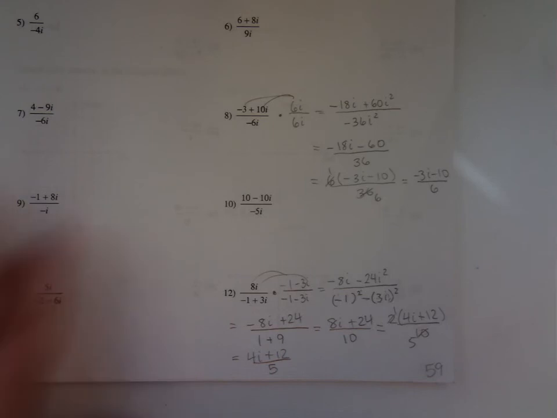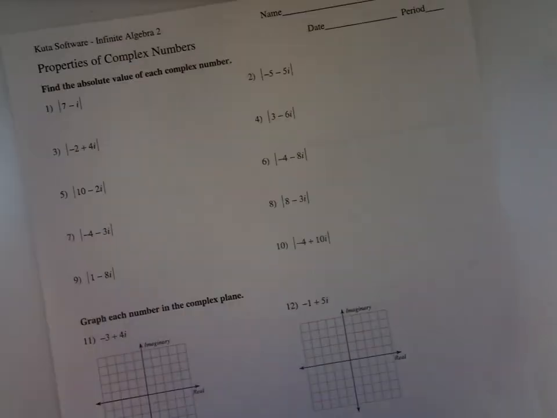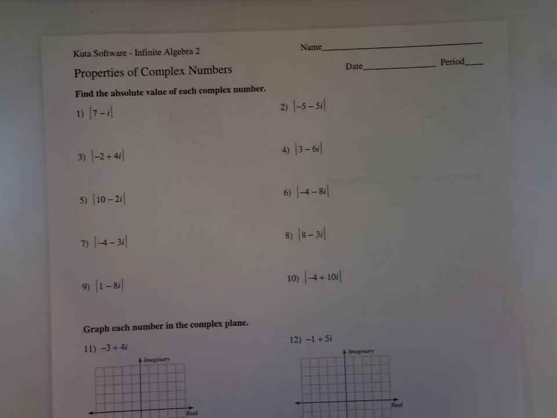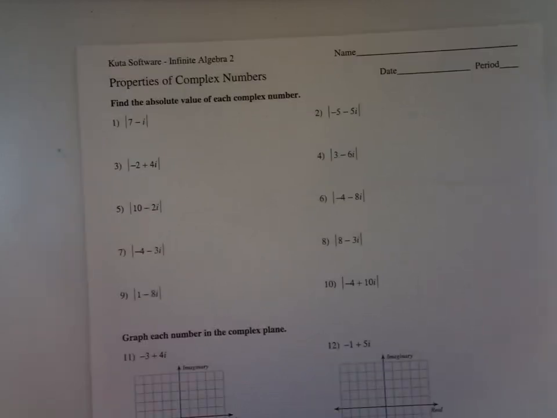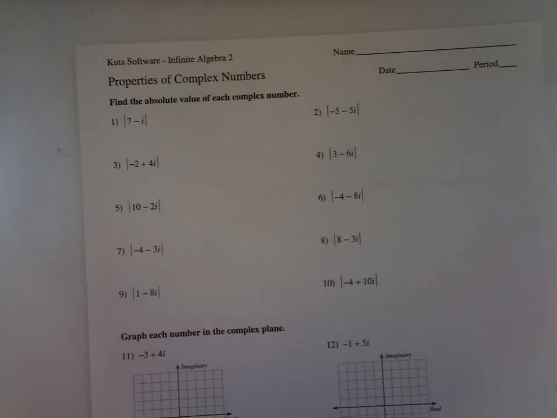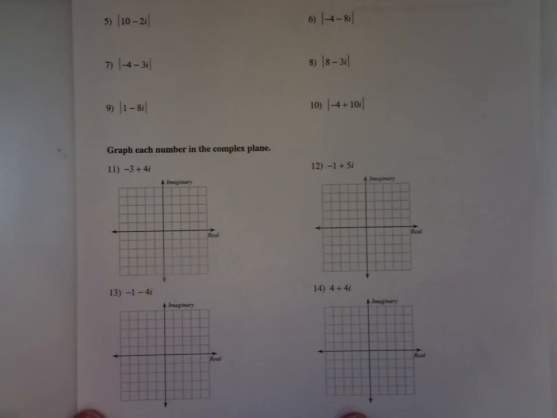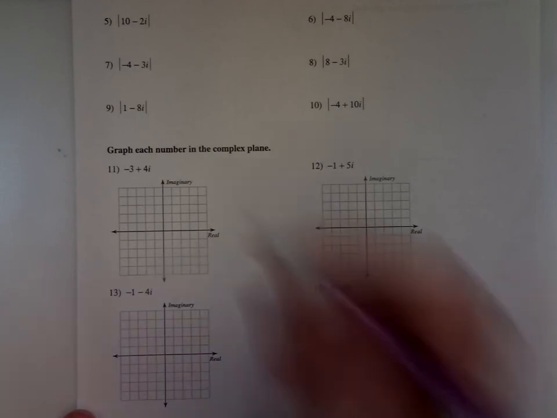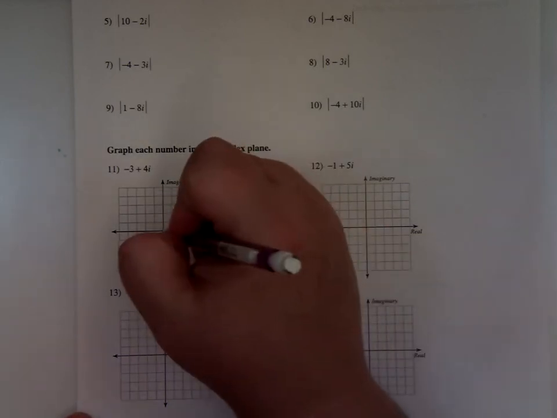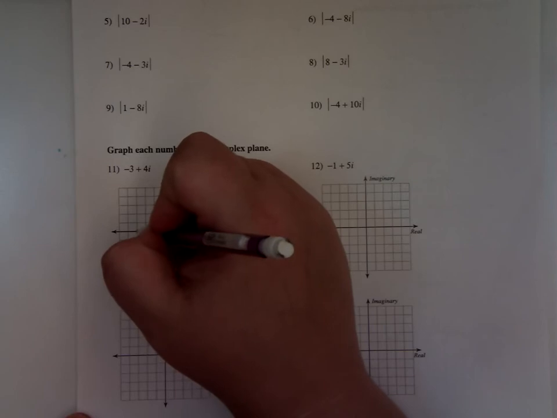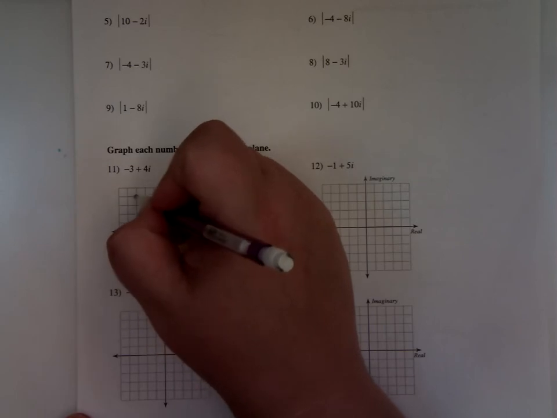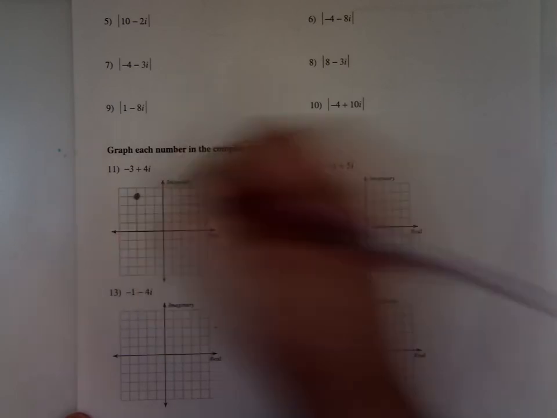And finally, properties of complex numbers. Okay, so find the absolute value of each complex number. Actually, before we do the absolute value, why don't we do graphing? So looking at number 11, graph each complex number in the plane. So we've got -3, that's our real part, and we've got a positive 4 on our imaginary. So this is where our complex number lives. Basically, it's at the point -3, 4.